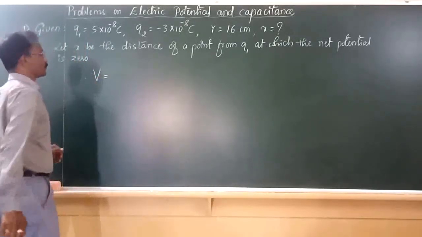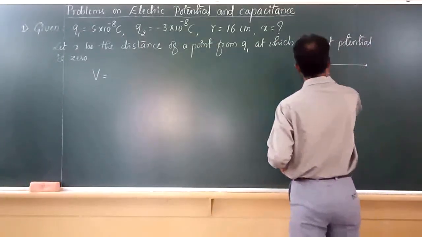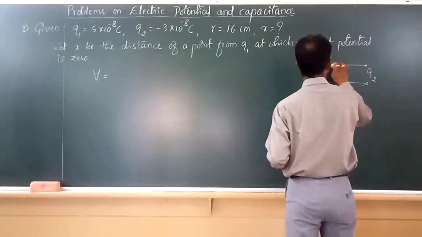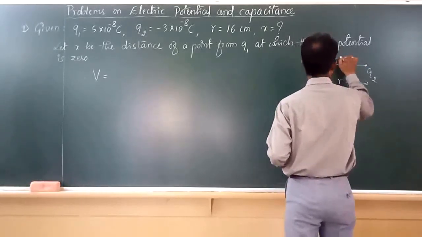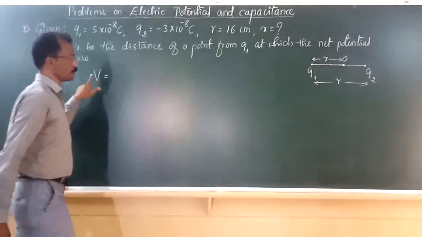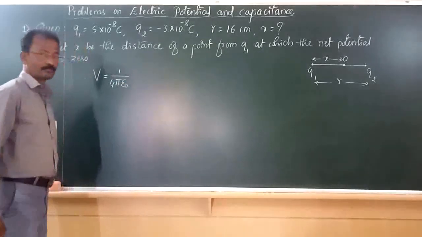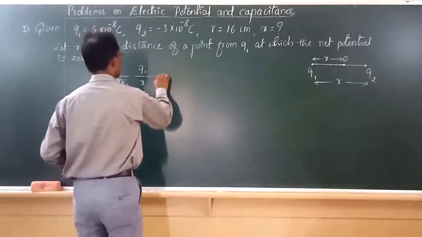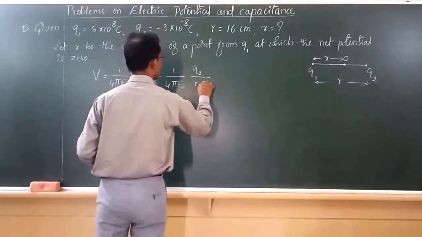Therefore, V is the electric potential at a point. These are the two charges Q1 and Q2 separated by distance r. So here is a point, not a midpoint, call it O, at a distance x from Q1 at which the resultant potential is zero. So the potential at O due to Q1 and Q2: V is equal to V1 plus V2. V equals 1 by 4 pi epsilon naught into Q1 divided by x, plus 1 by 4 pi epsilon naught into Q2 divided by r minus x.